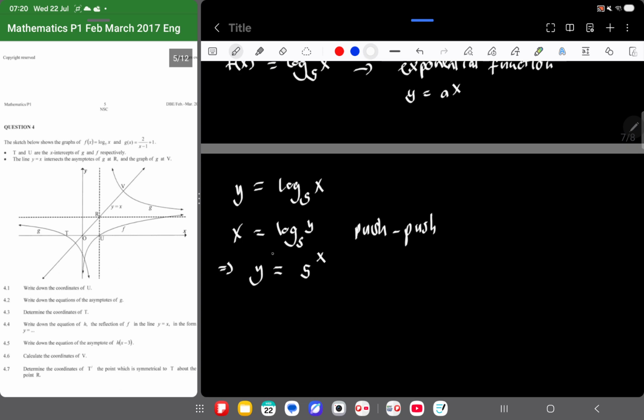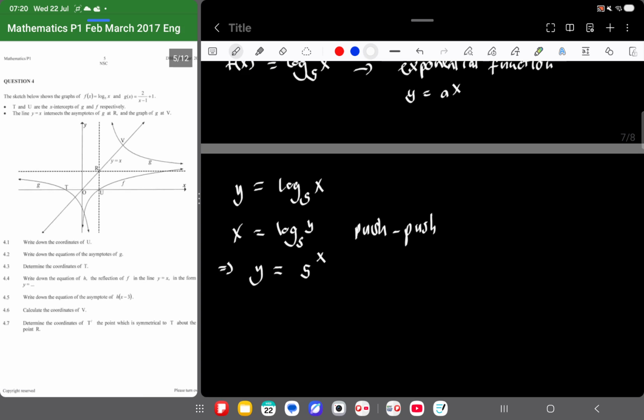You see, the 5 pushes x upwards. That's a simple trick if you want to remember. Push to go from logarithmic functions to exponential functions.